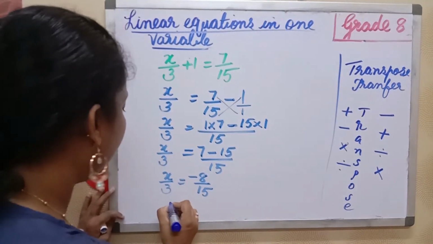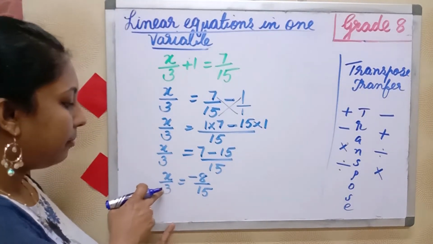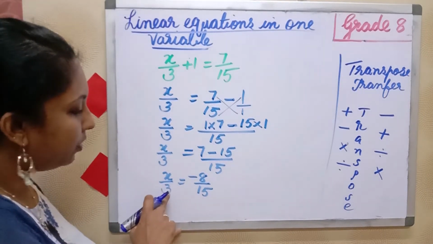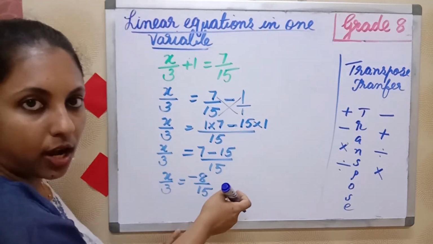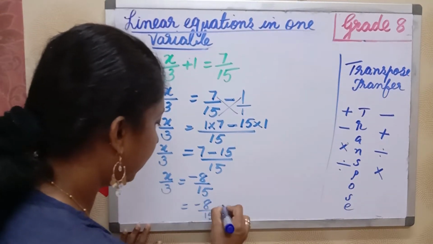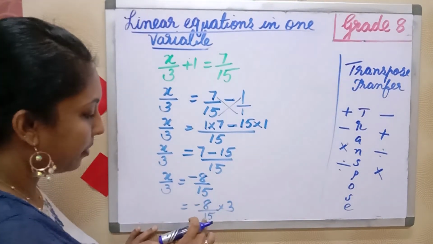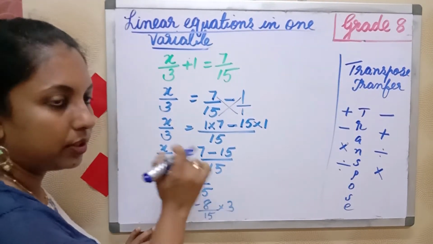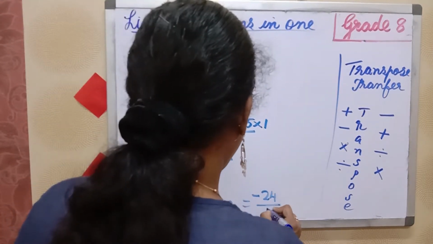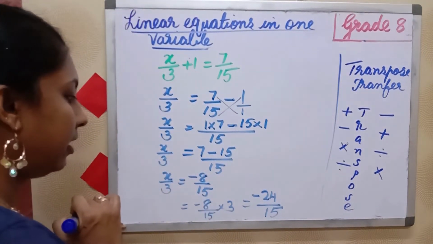Then x by 3, then here also we have to transpose 3. Here 3 is dividing, so we have to transpose it to the RHS to multiply. That is minus 8 by 5 into 3. So the answer is minus 24 by 15.